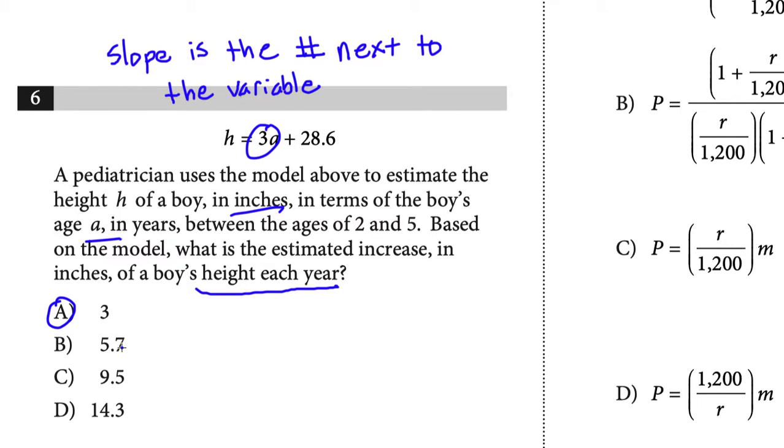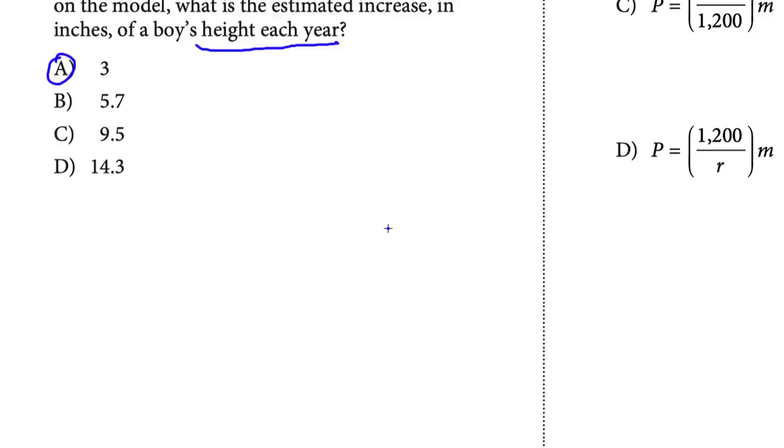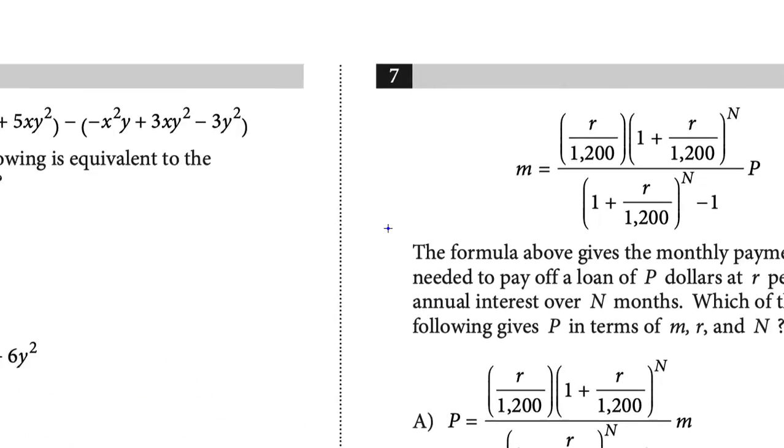What if you just do 5 minus 2? 5 minus 2 is the number of years that you change in this interval. But that's the answer too. It happens to also be the answer. Okay, that's not what it's asking for, though. Okay, let's go to number 7.